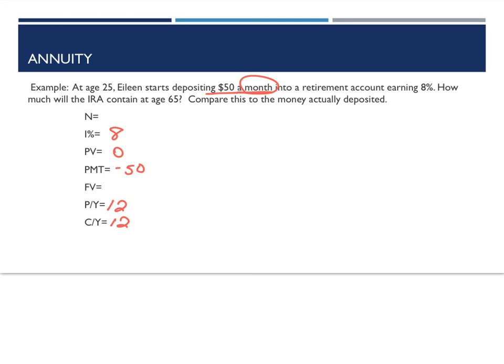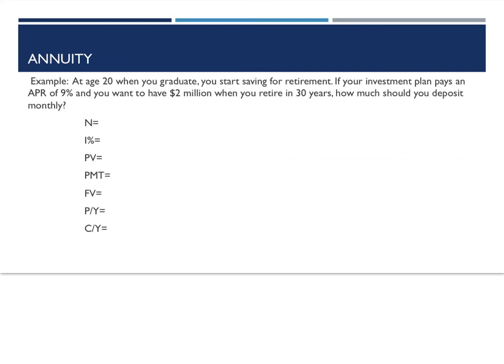How much will the IRA contain at the end? That's what we're solving for. From the age of 25 to 65, that's 40 years times 12 times a year. Her IRA would contain $174,550.39. Woohoo! Go, Eileen. Now the last one. Same principle.